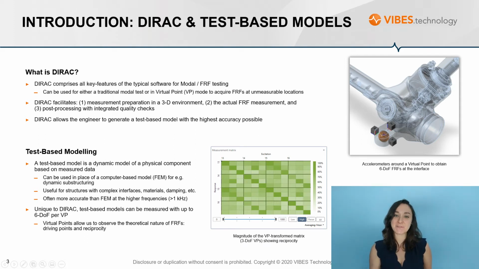One of the things people often struggle with in test-based modeling is the difficulty of capturing rotations using traditional test equipment. Within DIRAC, we can set up regular accelerometers and use a regular impact hammer around a specific point and use that traditional FRF data set and the geometrical relationship of where everything is located to calculate the translations and rotations at a particular point of interest, which we call the virtual point. Using virtual points, we have the inputs and the responses at the exact same point.